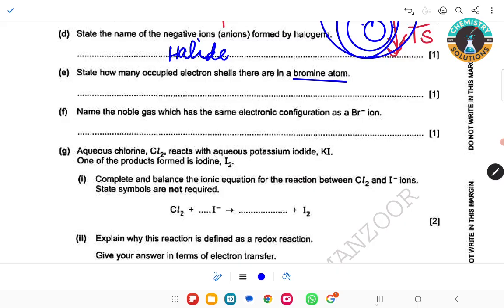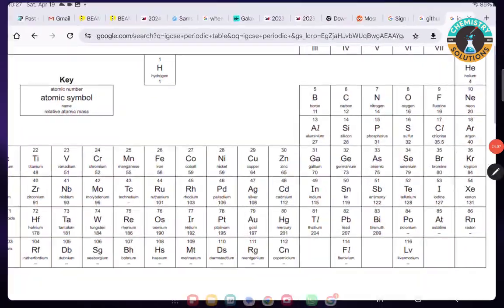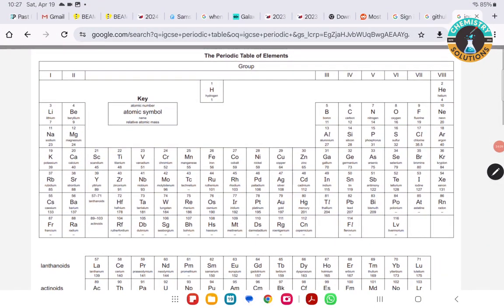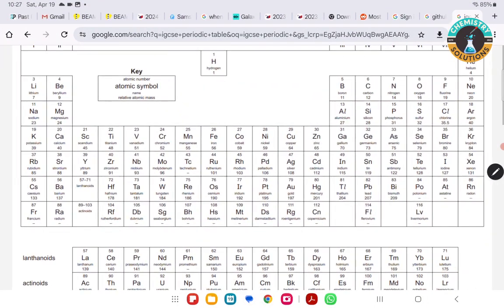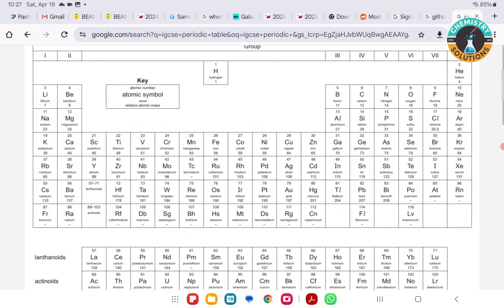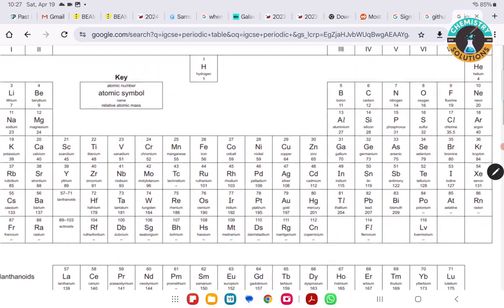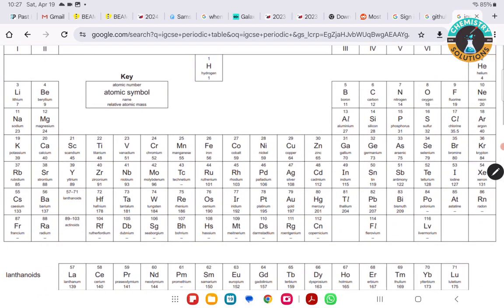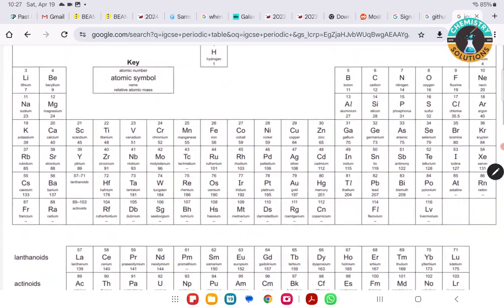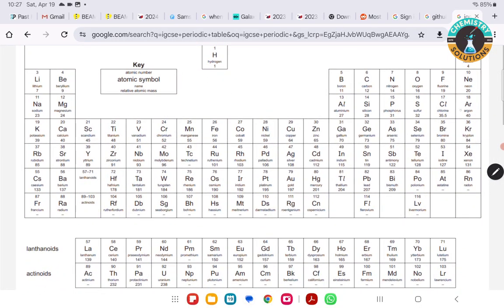So for bromine atoms, the period number tells us, let me show you the periodic table. Remember, group number tells us the number of valence electrons. Always remember, group number tells us the number of valence electrons and period number tells us the number of shells. Always remember that hydrogen and helium are in period 1. Where is bromine? 1, 2, 3, and 4.